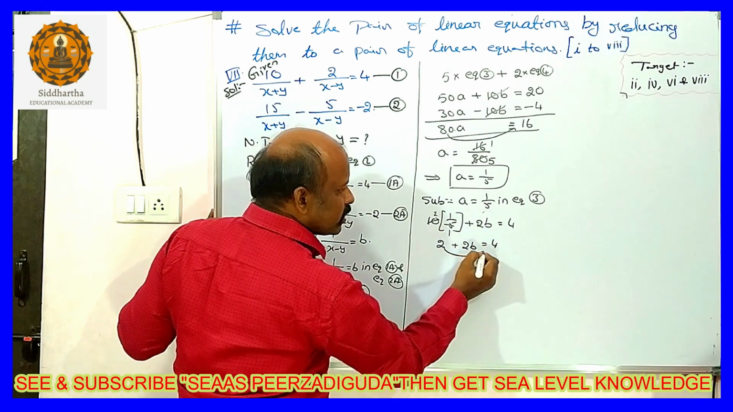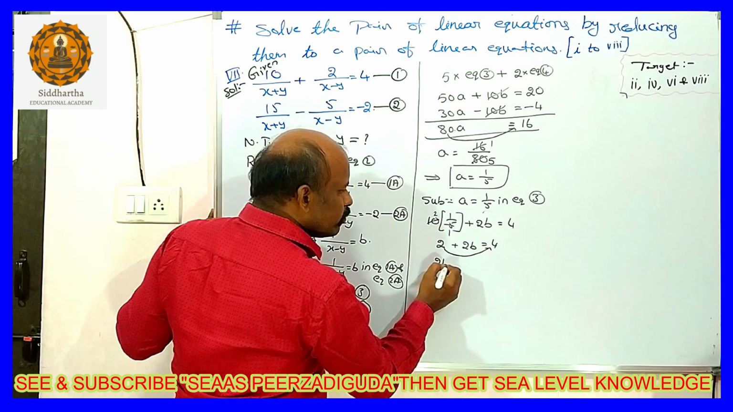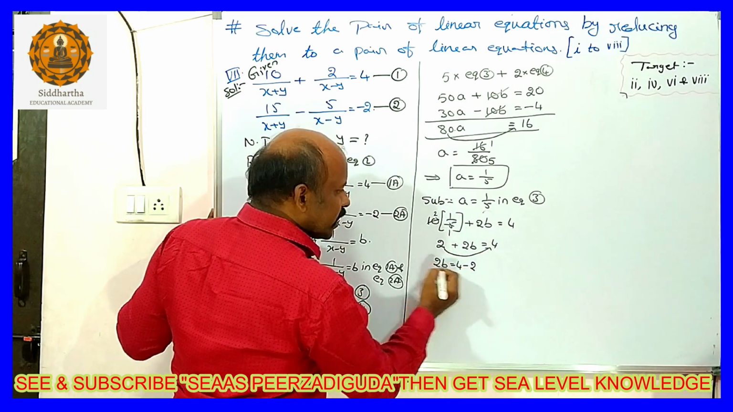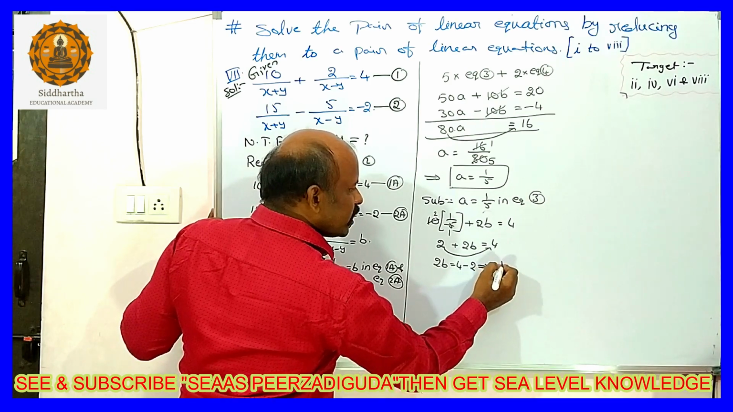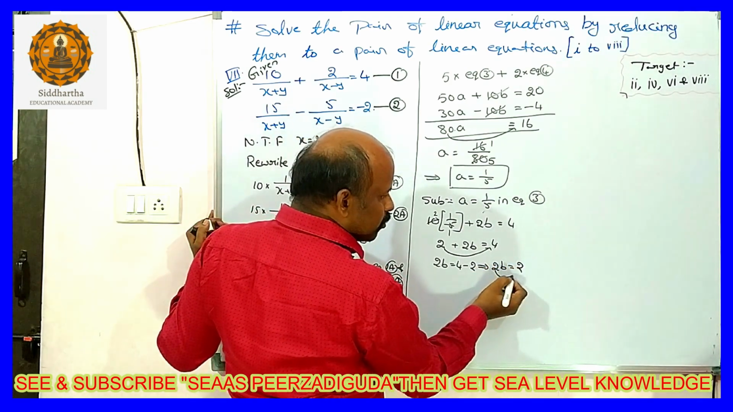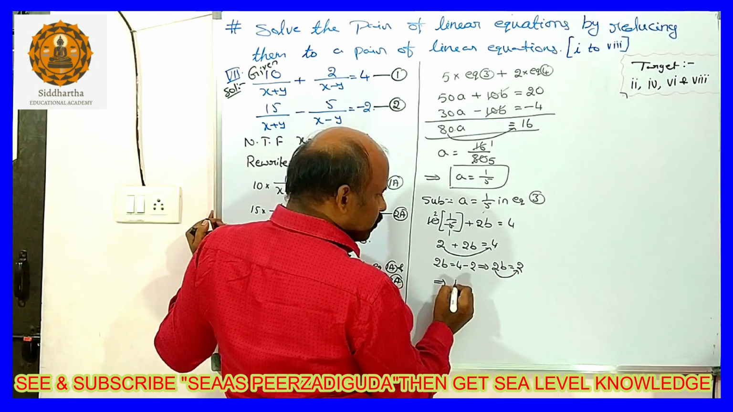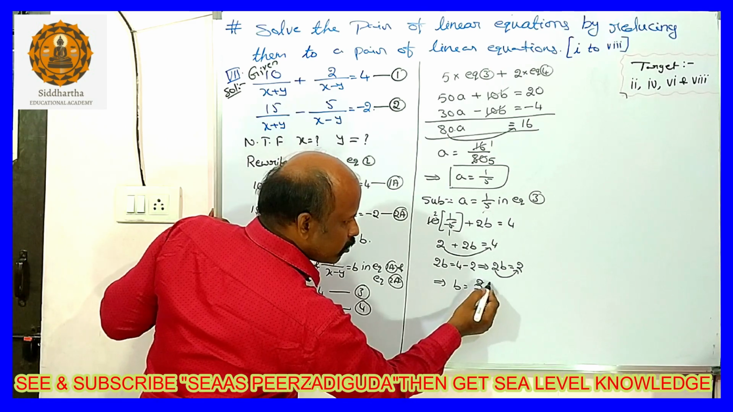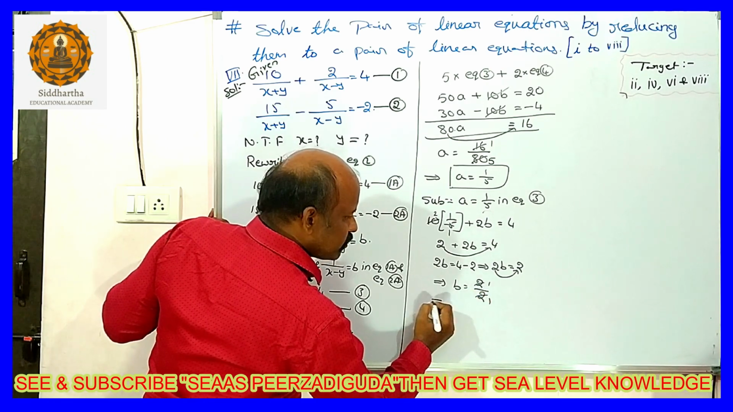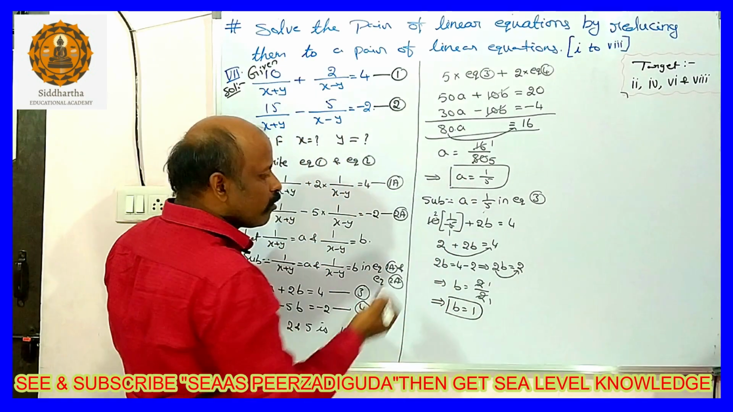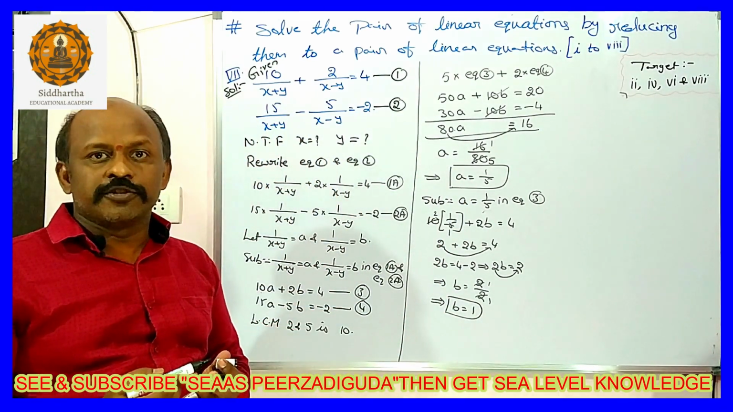This 2 I am going to take this side. What will happen? 2b is equal to 4 plus 2 will become minus 2. So again what will happen here? 2b is equal to 4 minus 2, how much? 2. So again this 2 I am going to this side, implies b is equal to 2 by 2. So 2 ones are 2, 2 ones are 2. It implies, what is the value of b over here? 1. So we got the value of a and b also.